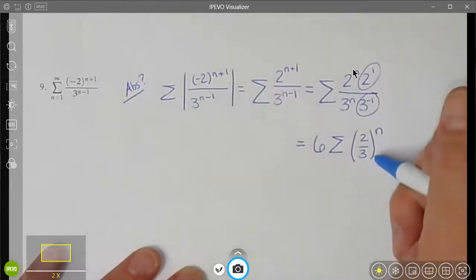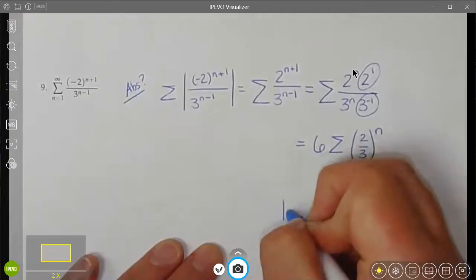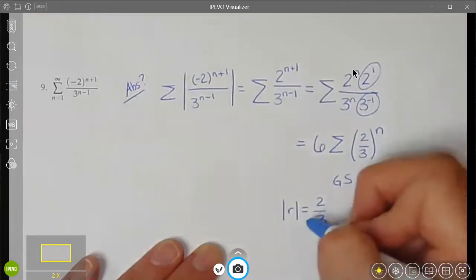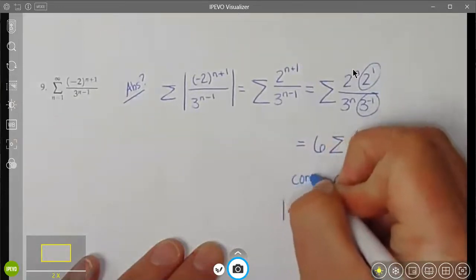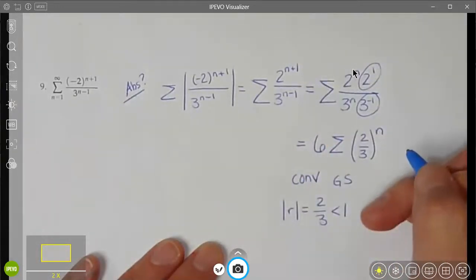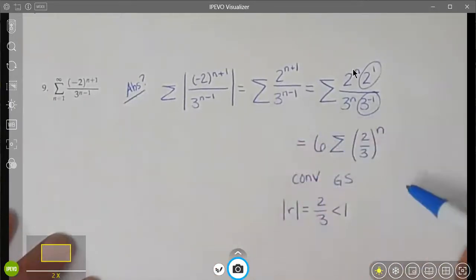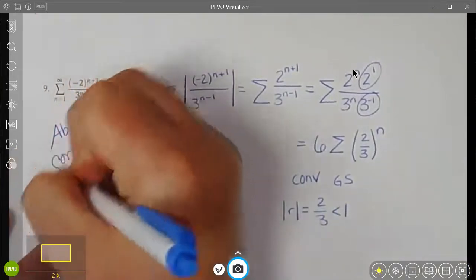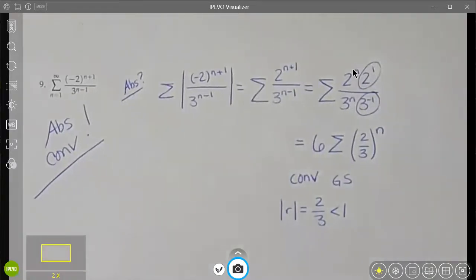So this is a geometric series, and the absolute value of r is equal to 2/3. I know it's geometric because I have a number raised to the n. So the absolute value of r is 2/3, which is less than 1, which means that this is a convergent geometric series. And since this absolute value version converged, that means that this original series is absolutely convergent, and I'm done. All right, so there we go. There's an absolutely convergent series.